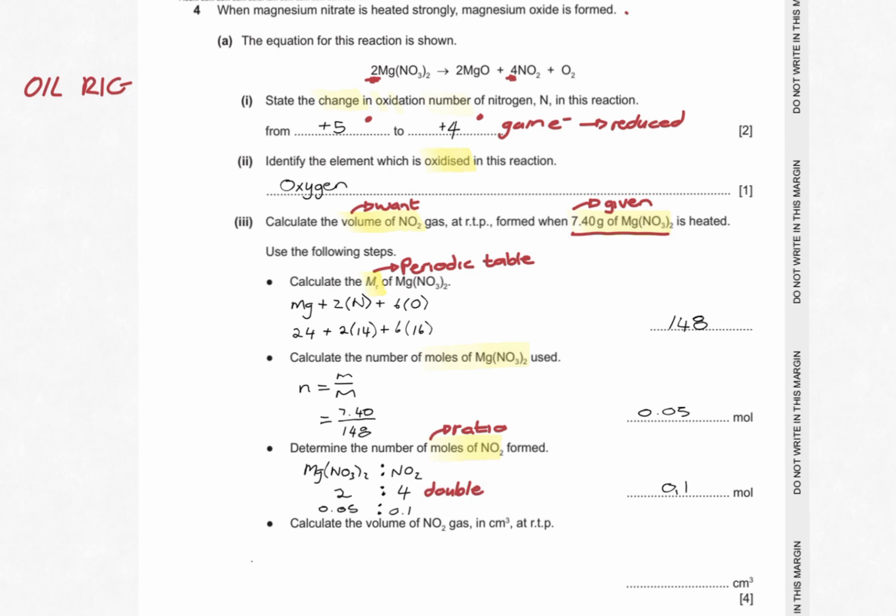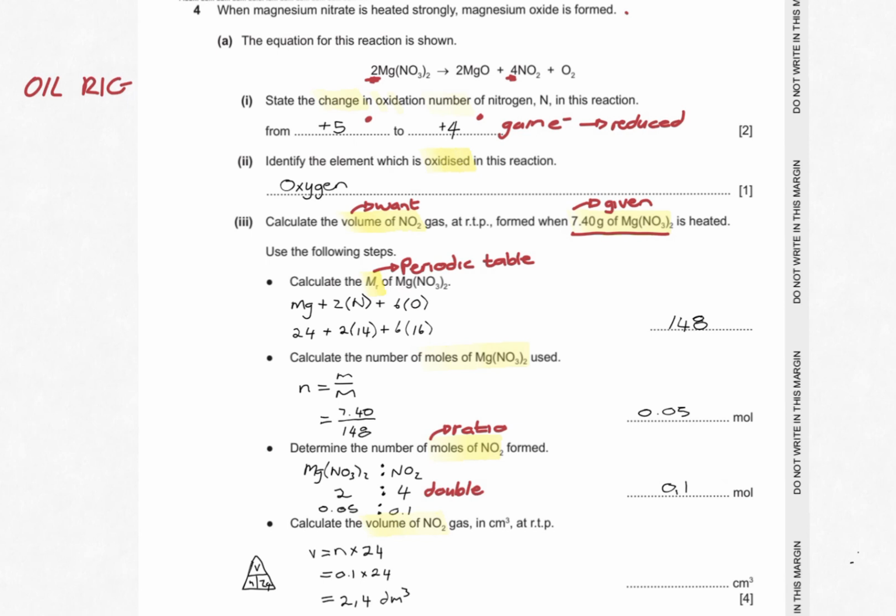Then they ask us to calculate the volume of nitrogen dioxide gas in centimeter cubes at RTP. Now if you look at the back of your paper, you will see at the bottom of your periodic table, it does say that 1 mole of gas is 24 decimeter cubes of gas in volume. So you can work it out. We know that we have 0.1 mole. We can just multiply it by 24 to get 2.4 decimeter cubes of gas.